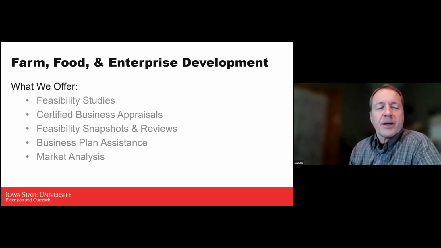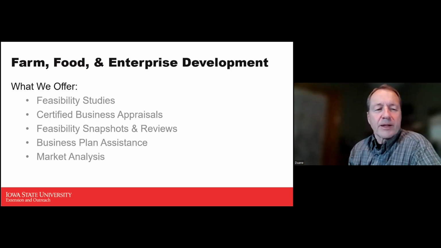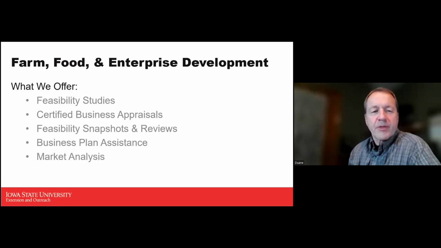The last three, not necessarily. We may charge a fee if we think it's going to be quite involved. Otherwise, a lot of times we will do these free of charge. That's a feasibility snapshot. Same kind of thing as a feasibility study, but it's just not as in-depth.